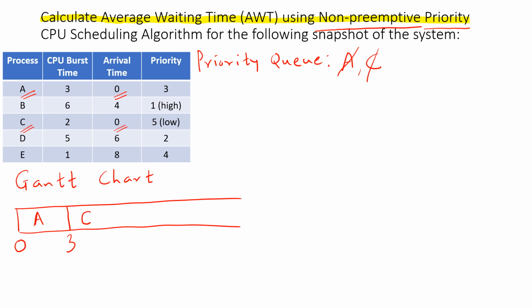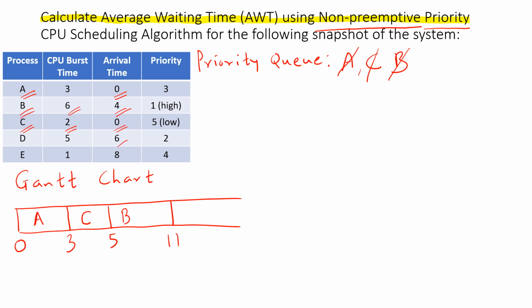Now C wants to use it for 2 units of time, so it will use it up to time 5. But in between time unit 3 and time unit 5, a new process comes into the picture, and that is B. So that would be entered into the queue. At time unit 5 there is only one process in the picture, that is B, so naturally B will get the CPU. B will keep on using the CPU until it wants, and it wants to use it for 6 time units, so it will use it until 11.